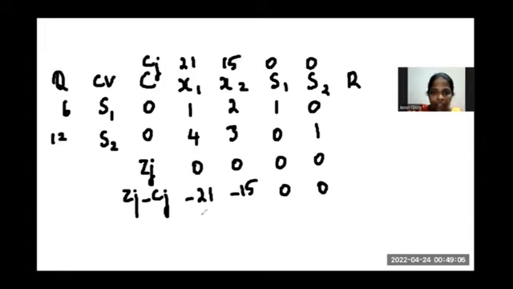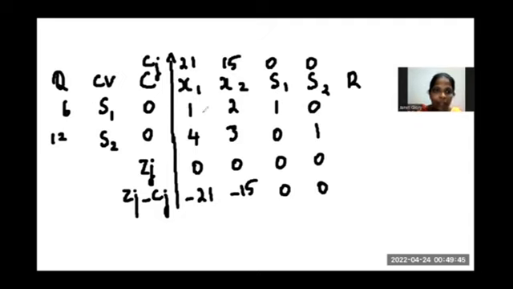Now, in Zj minus Cj, we want to find out the most negative value. So we can see that minus 21 is the most negative value. So we are going to choose this column. This column is selected. Once we choose this column, the next step is that we want to find out the value of R, that is the ratio. So the value of R is determined by quantity divided by the corresponding x1 values. Since we have selected this particular column, we are going to choose the values of x1.